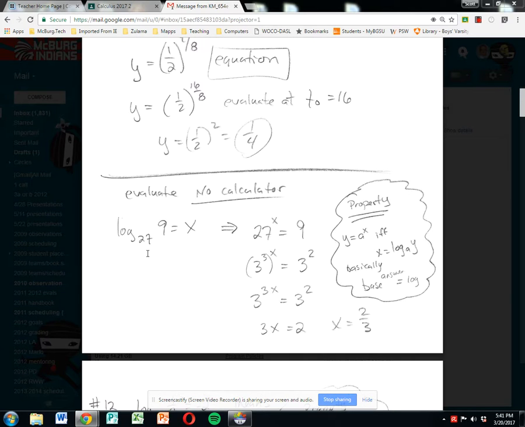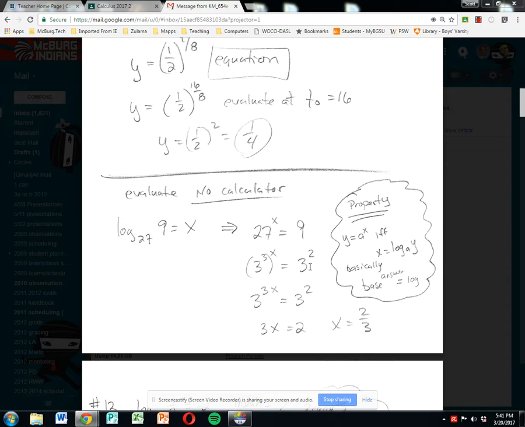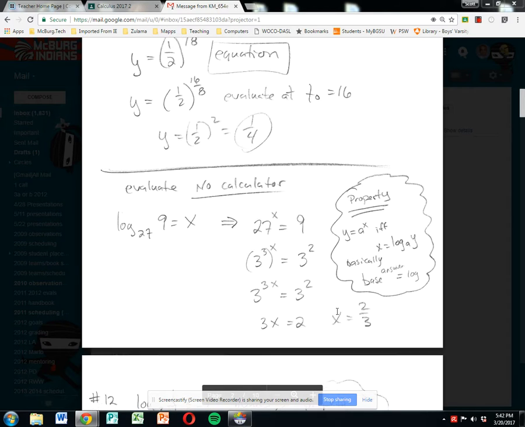Talking about evaluating without a calculator. Log base 27 of 9 equals some x. Find out what this is. Well, they use the property y equals a to the x if and only if x is equal to log base a of y. And I remember it this way: take the base to the answer power, and that should equal the log number. So 27 to the x power should equal 9. If you put them both in the same base, 27 is 3 cubed, to the x power, is equal to 3 squared. And now that's power to a power, you multiply exponents. That's 3 to the 3x equals 3 squared, so 3x must equal 2, x is 2/3.